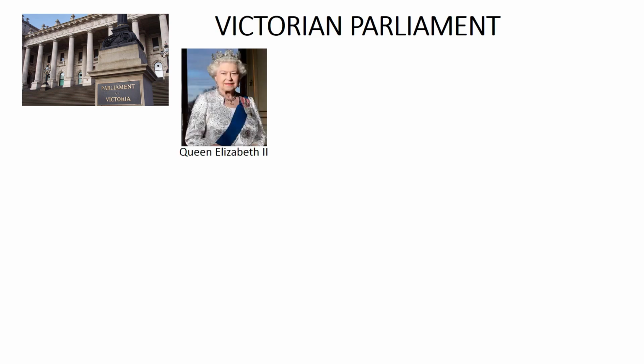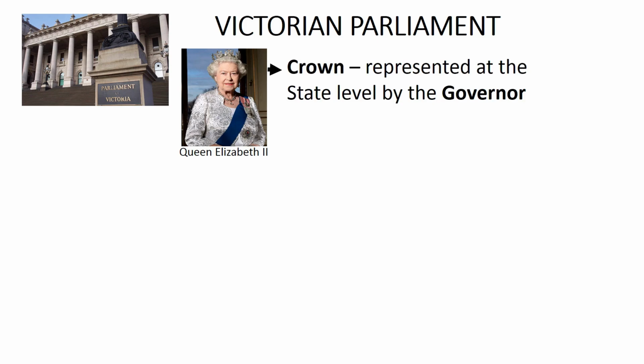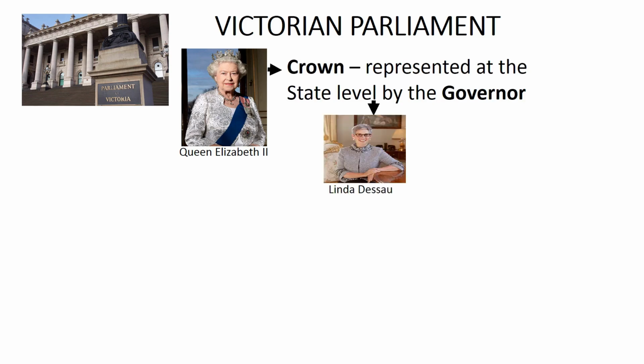Yet again, the Crown refers to the King or Queen of England. The King or Queen of England is Victoria's head of state. Currently, Victoria's head of state is therefore Queen Elizabeth II. Now, as we've said before, Queen Elizabeth lives in England, but she has a representative in Victoria. That representative is the Governor, and the current Governor of Victoria is Linda Dessau.